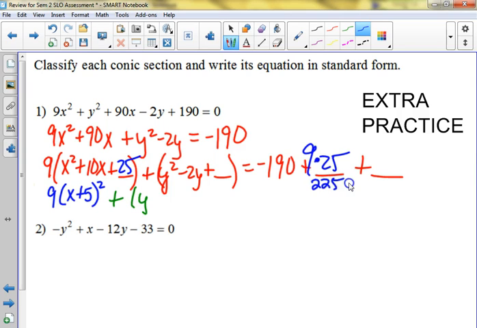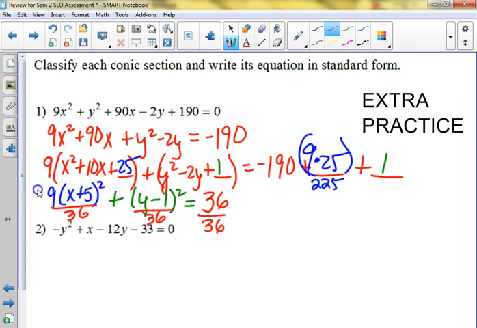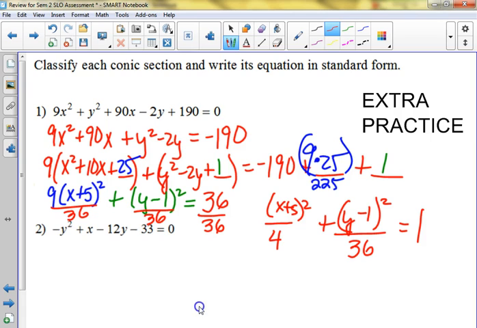Back to the green. Y minus 1 squared. So we're adding a 1. Okay, what's negative 190 plus 225 plus 1? 36. Okay. Then what? Divide by 36, divide by 36, divide by 36. 9 goes into 36 4 times. Y minus 1 has nothing to reduce with the 36, and 36 over 36 is 1.